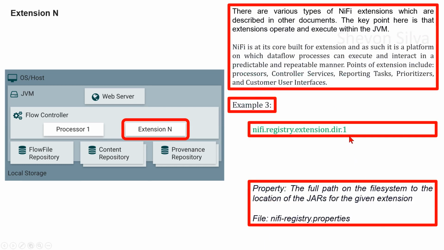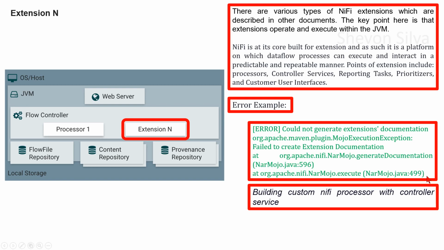As example 3, we can consider this property in the nifi-registry.properties file. This is nifi.registry.extension.dir.1, the full path on the file system to the location of the jars for the given extension.